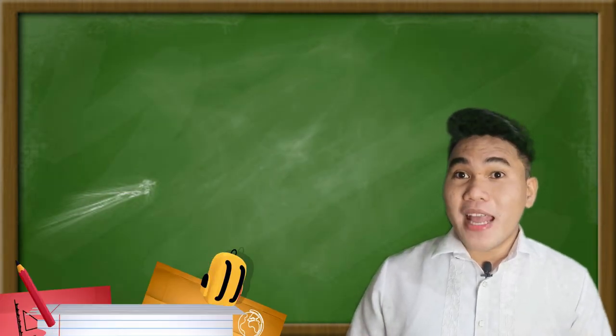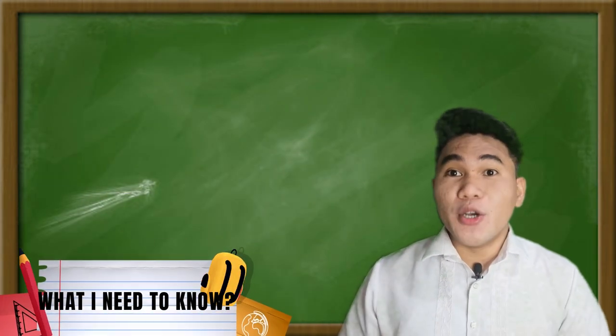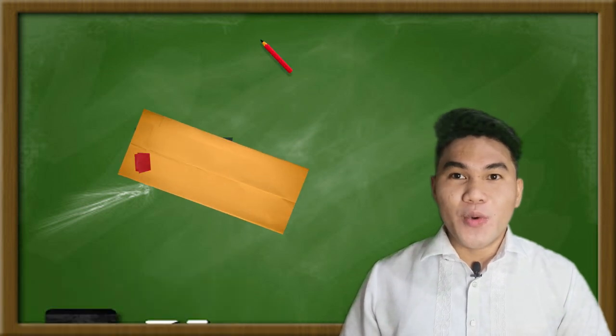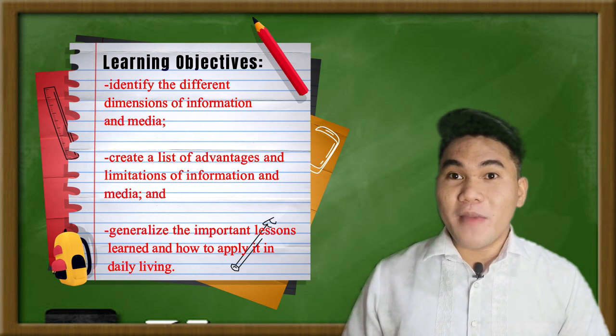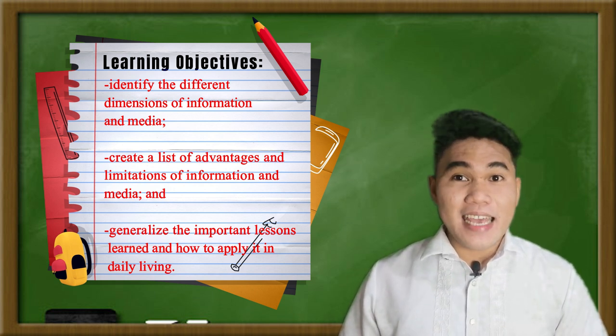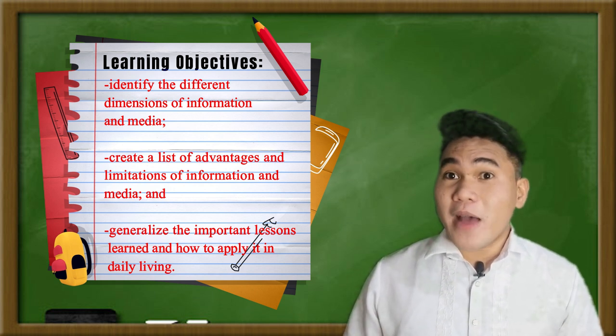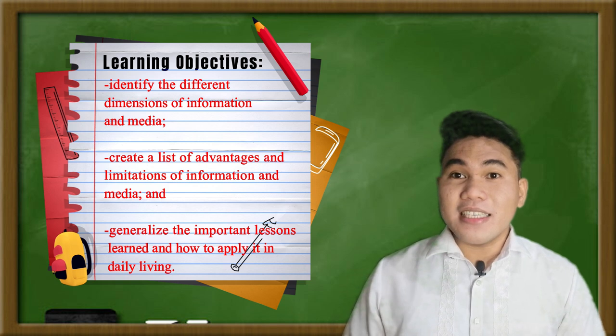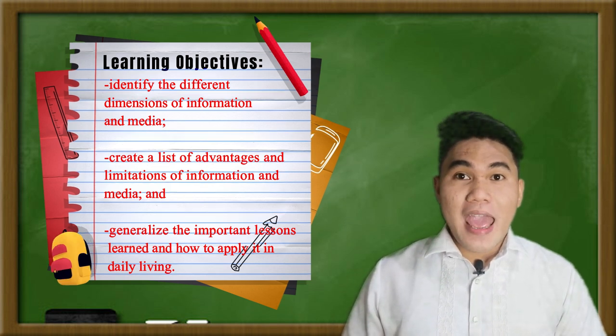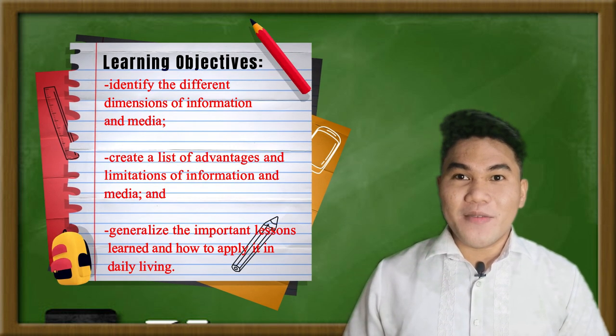At the end of our lesson, you as a learner are expected to first, identify the different dimensions of information and media. Second, create a list of advantages and limitations of information and media. And lastly, generalize the important lessons learned and how to apply it in daily living.